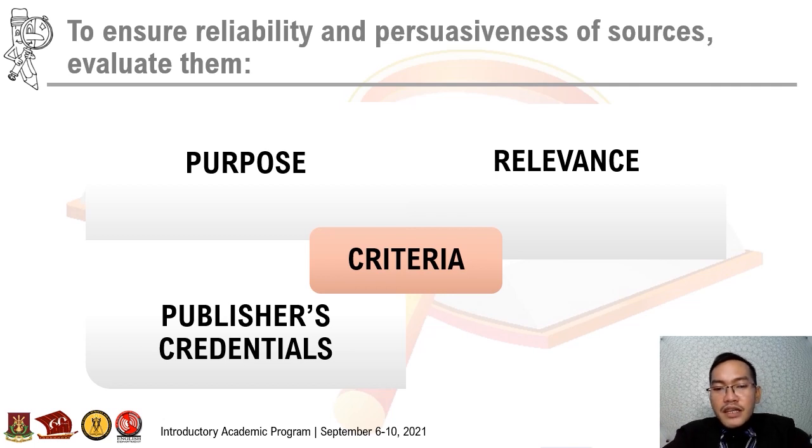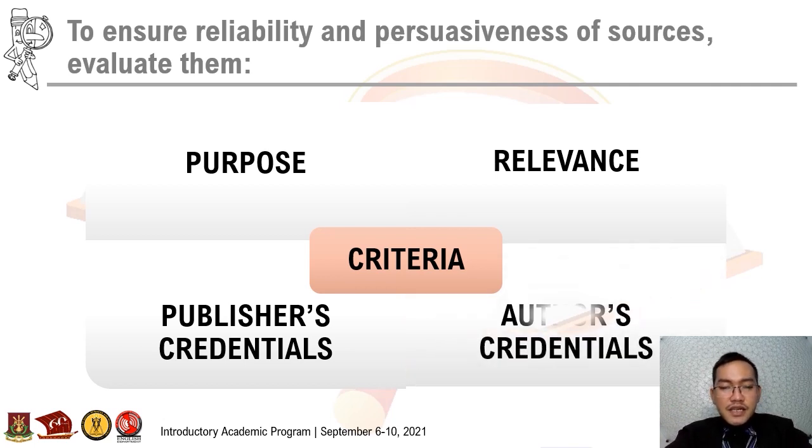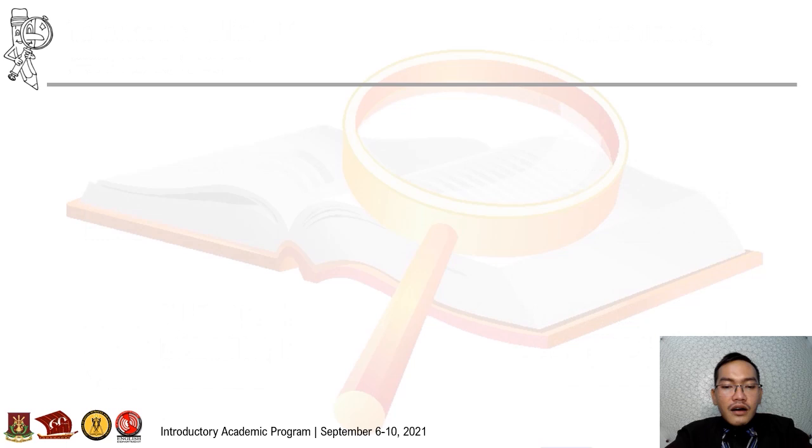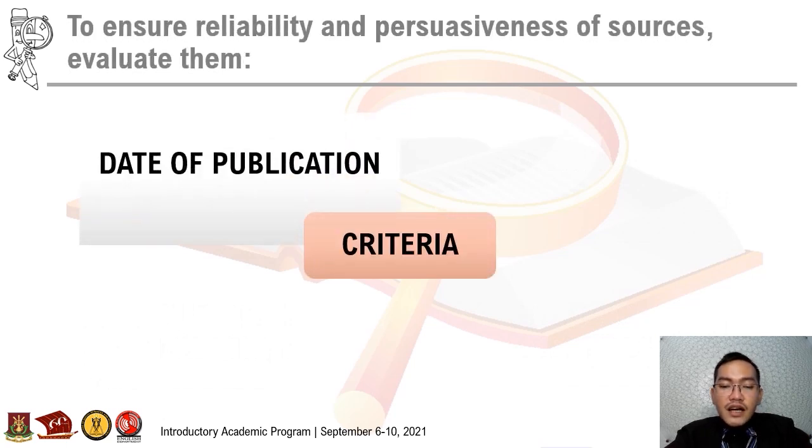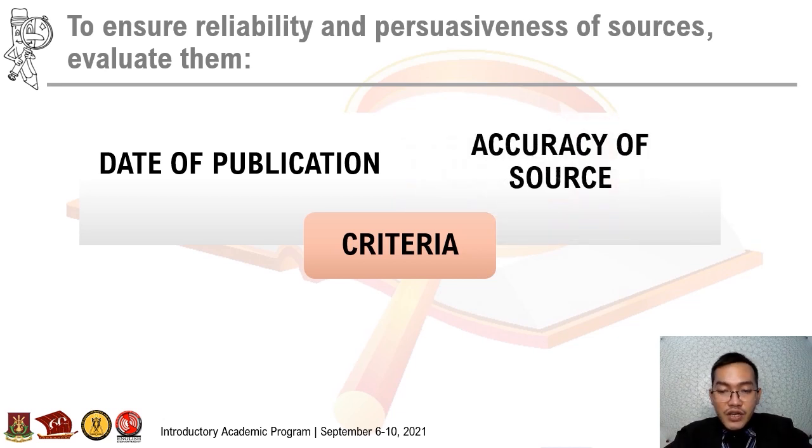Okay. Next is author's credentials. Is the author an expert on the topic? So expertise of the authors must also be considered. Next is the date of publication. So recent sources actually are often more useful than older ones. I've already said this earlier. Next is accuracy of source.